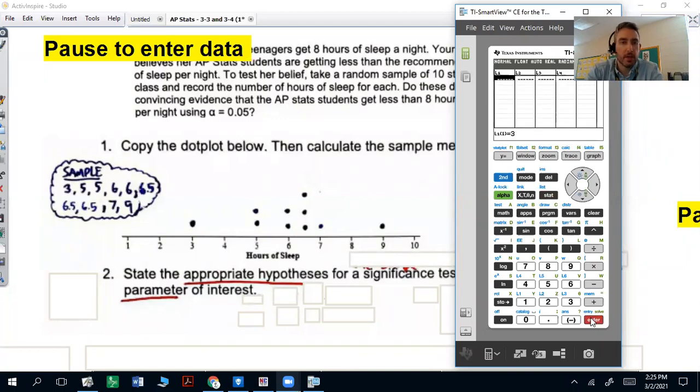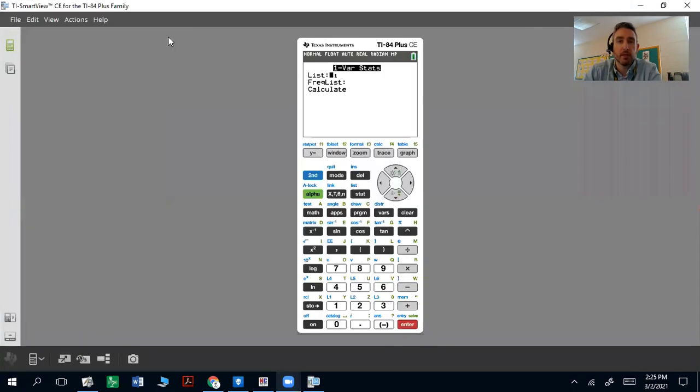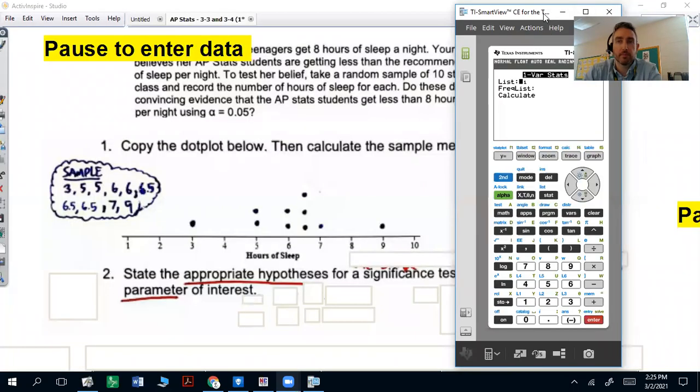All right, you should go to your stat menu and put the 10 values in there. Make sure you type them in correctly. And you want to see the mean and standard deviation. So we're going to click Stat, Calc, 1 variable stats. See if your mean matches up with what I have.